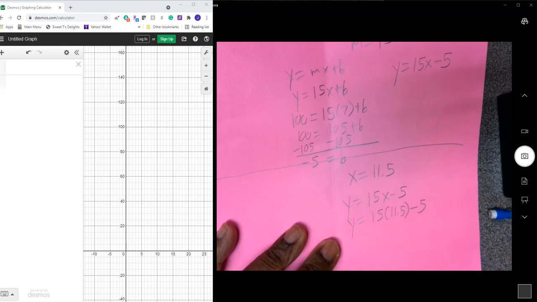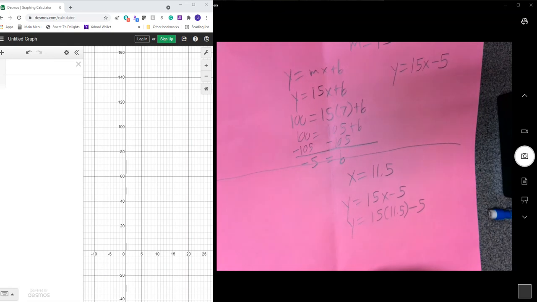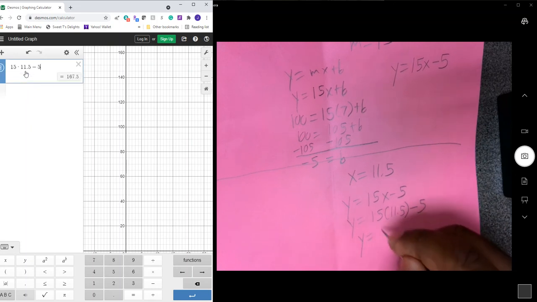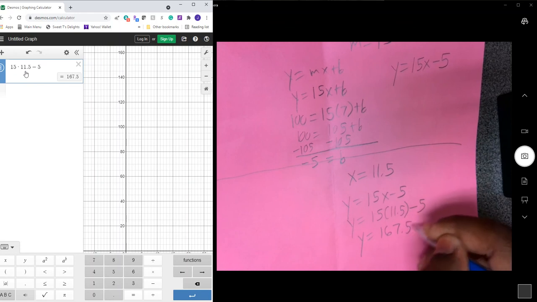Now I'm going to use this calculator that we have here that's online. It's called Desmos. It's a free calculator. So you can go and use Desmos at desmos.com. So it'll be 15 times 11.5 minus 5. So you would need to charge $167.50.